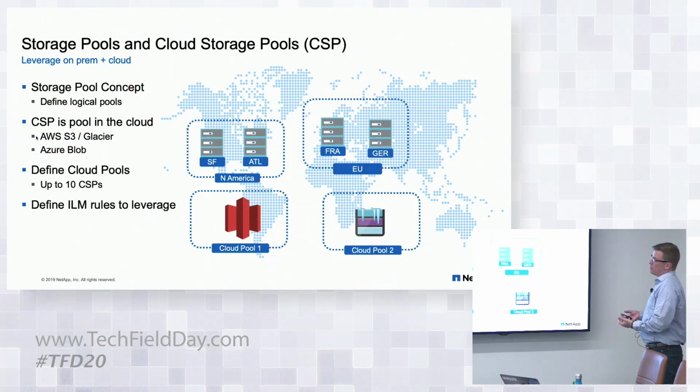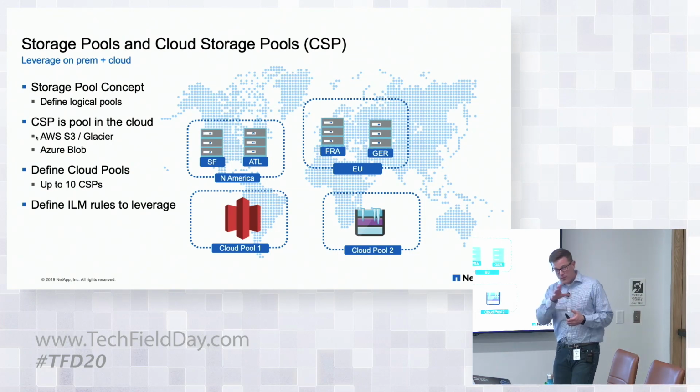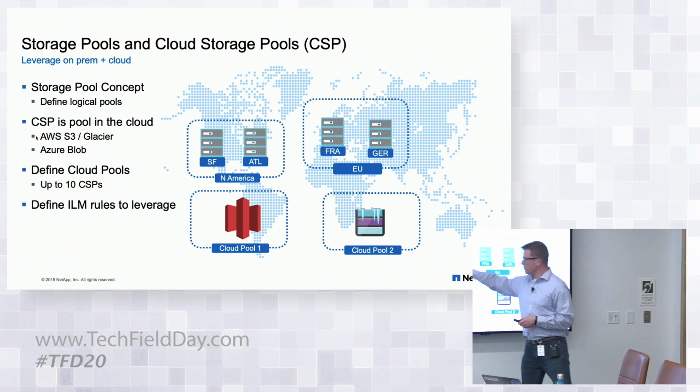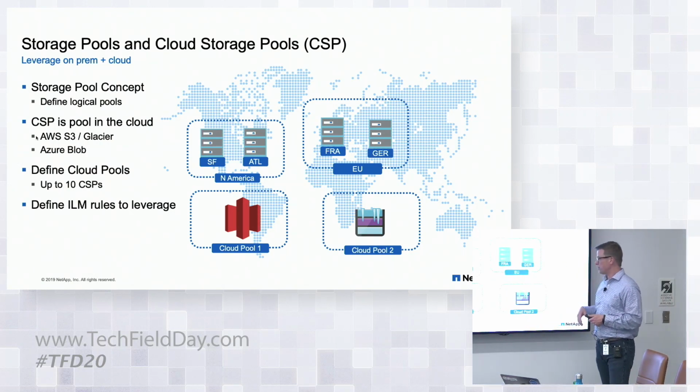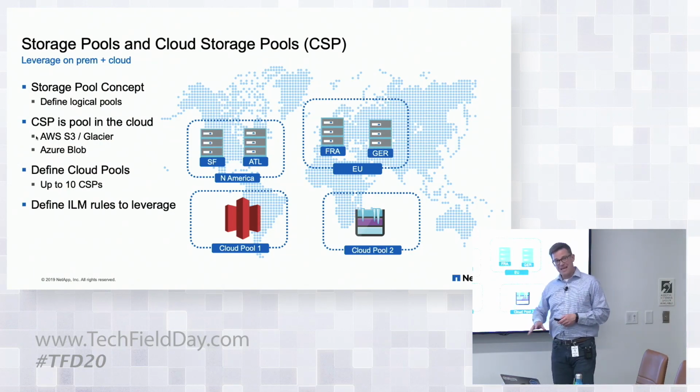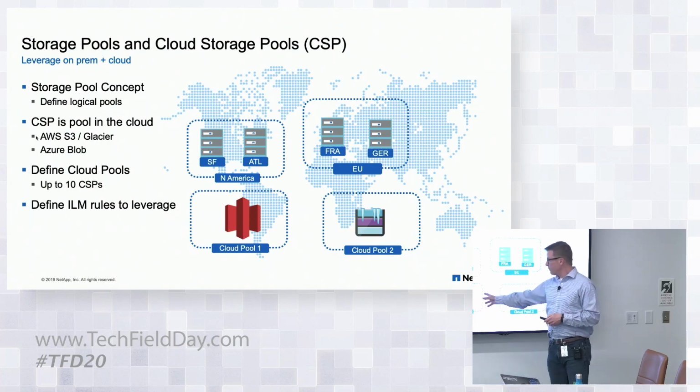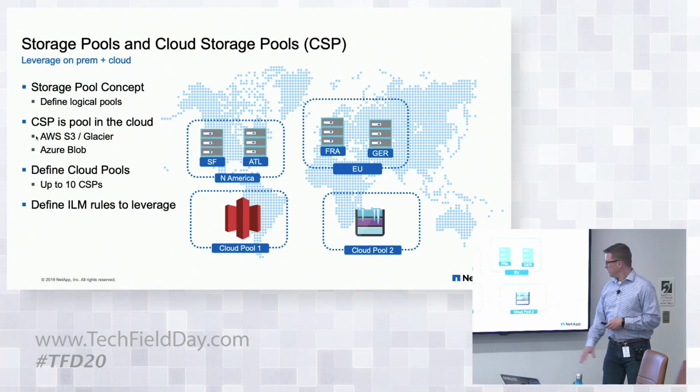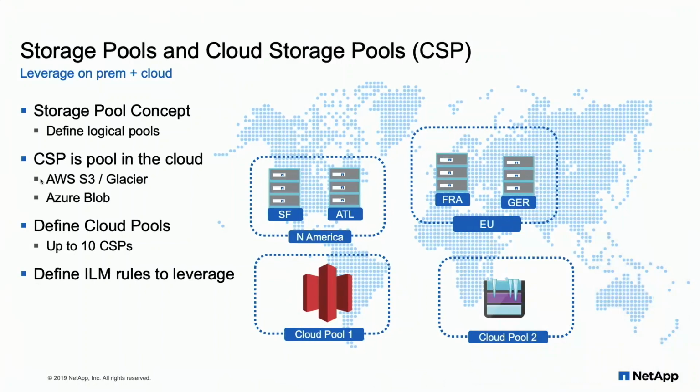I want to talk a bit about storage pools. Storage pools is how we logically group things. Here I'm making a North America pool that consists of San Francisco and Atlanta, and an EU pool with France and Germany. Now I can extend this concept to the cloud. Cloud Pool 1 is going to be Amazon Glacier. Cloud Pool 2 is going to be Azure Blob. So I can create those rule sets and now use the capacity from the cloud.